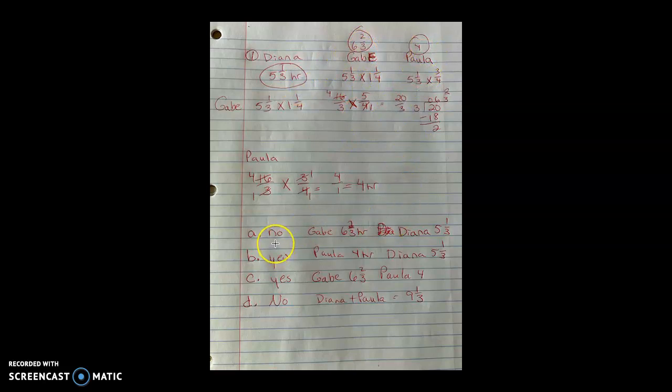For A, no, Diana did not work longer than Gabe. For B, yes, Diana worked longer than Paula. For C, yes, Gabe worked longer than Paula. But for D, if I add Paula plus Diana together, they worked 9 1/3 hours together. That is a lot more than Gabe worked, so that's a no. Let's go to question number 2.